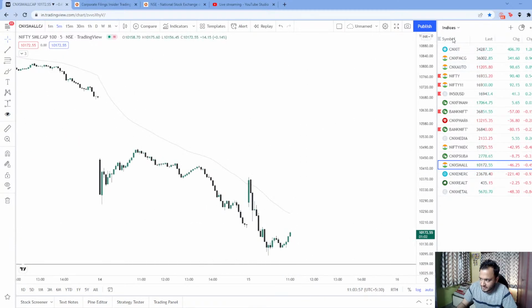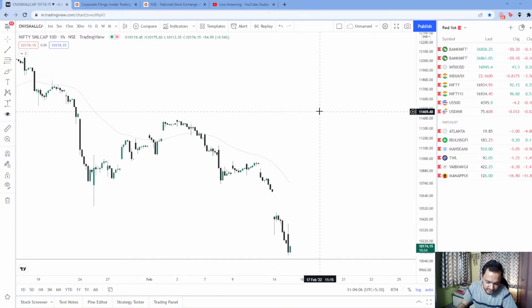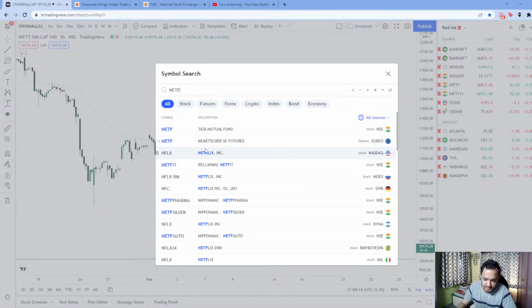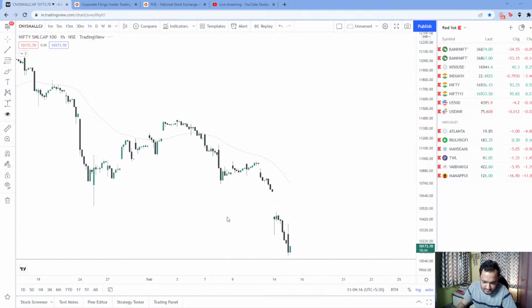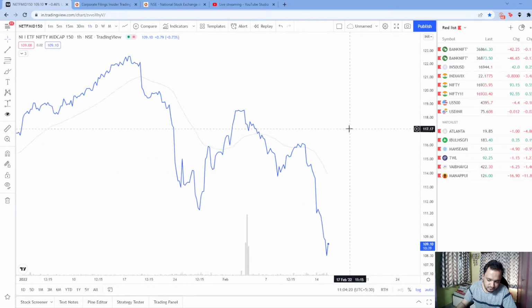I wish there was an ETF for this so that we could buy intraday itself. But unfortunately, there is no ETF for the small cap index that I know of. There is an ETF for the mid cap index. I think it's NETF. Let's see. Yes, this one. So there's an ETF for this. I'll just use the line chart. So there's an ETF for the mid cap index.